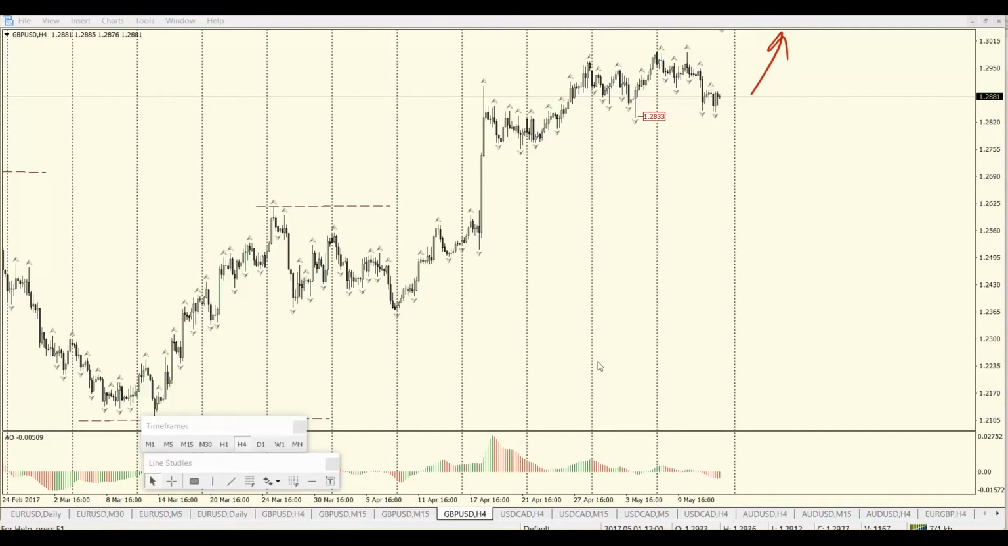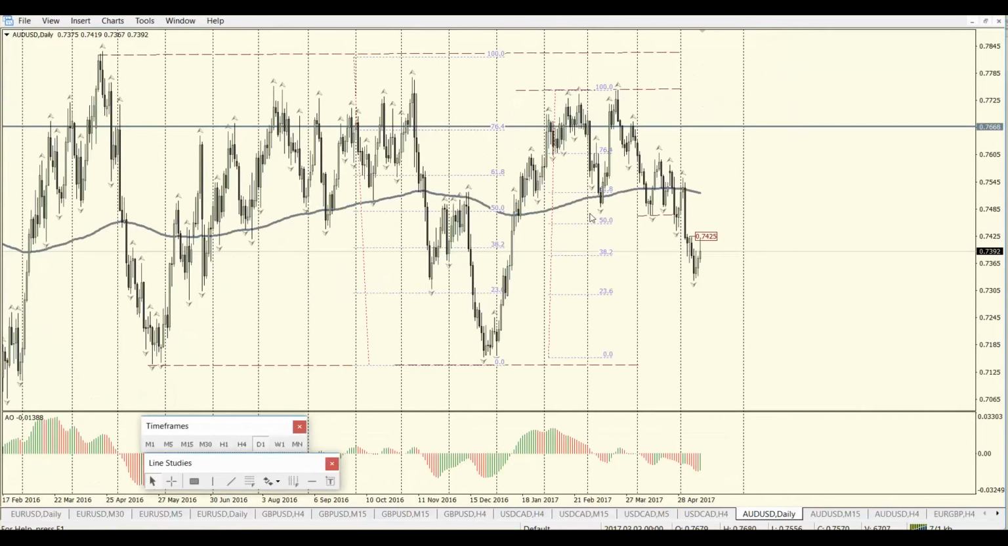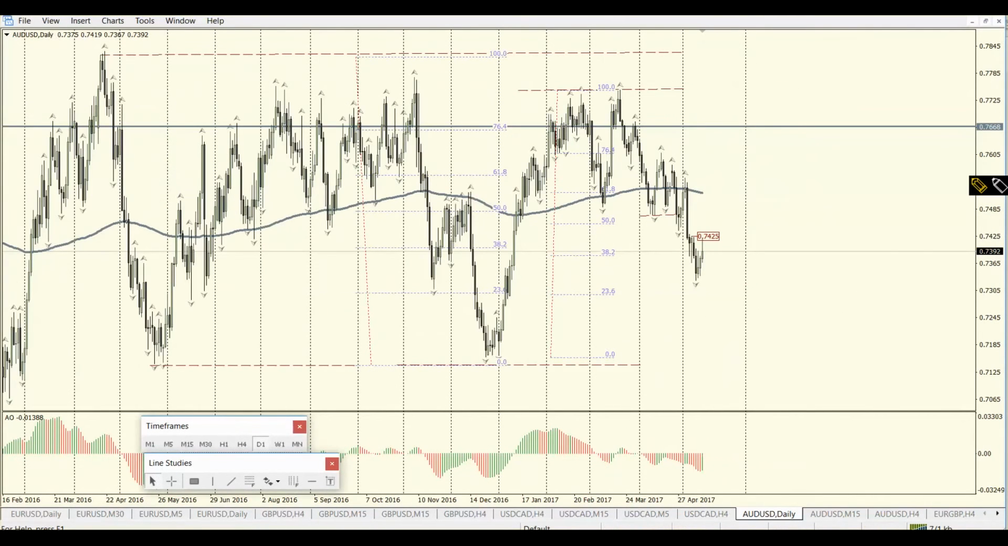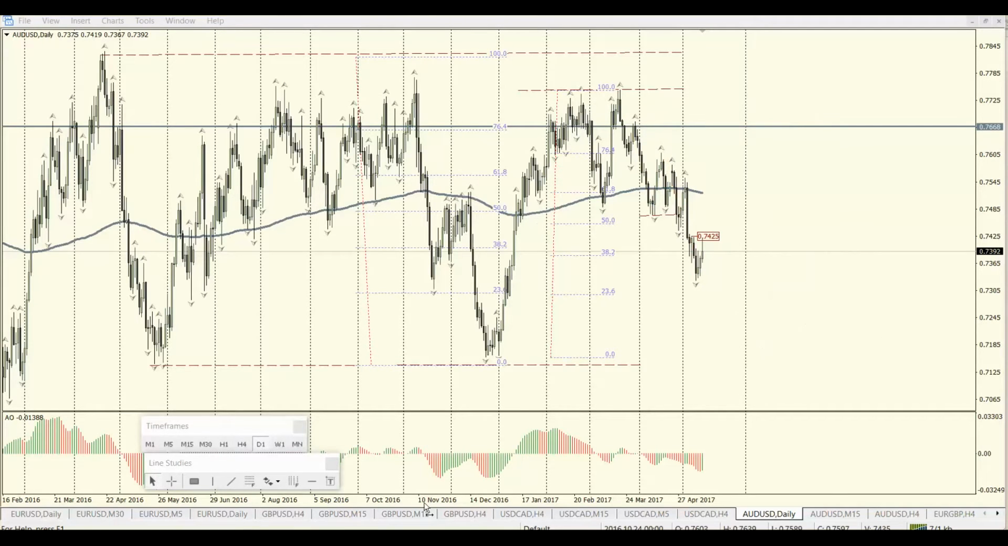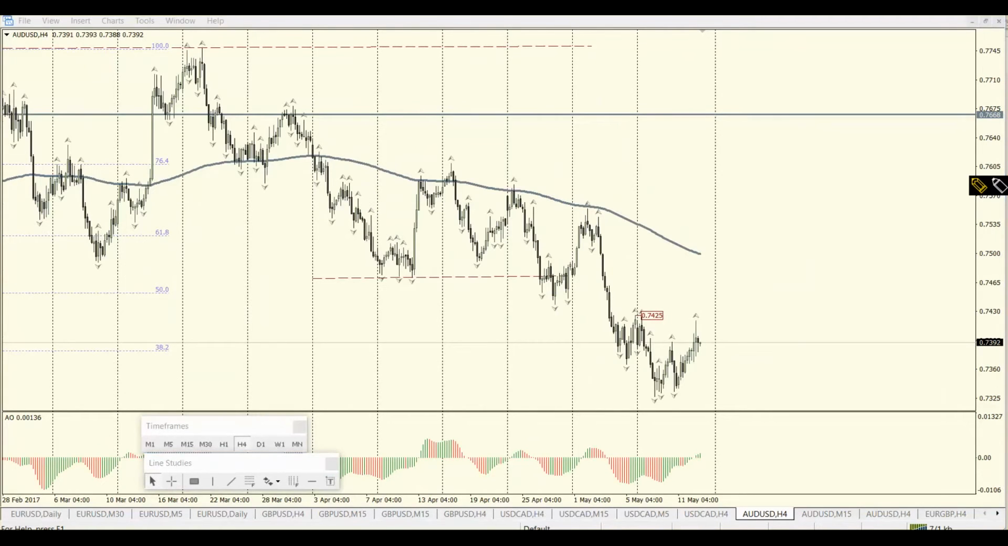Right, so the next pair is Australian dollar against US dollar. Australian dollar, don't forget that we are in a D1 flat zone, D1 flat phase. And you can see inside that D1 flat phase, we have that H4 FZR that we have been following for the last 2 weeks. So let's go into H4. Here is that FZR. And basically the trend is down at the moment.